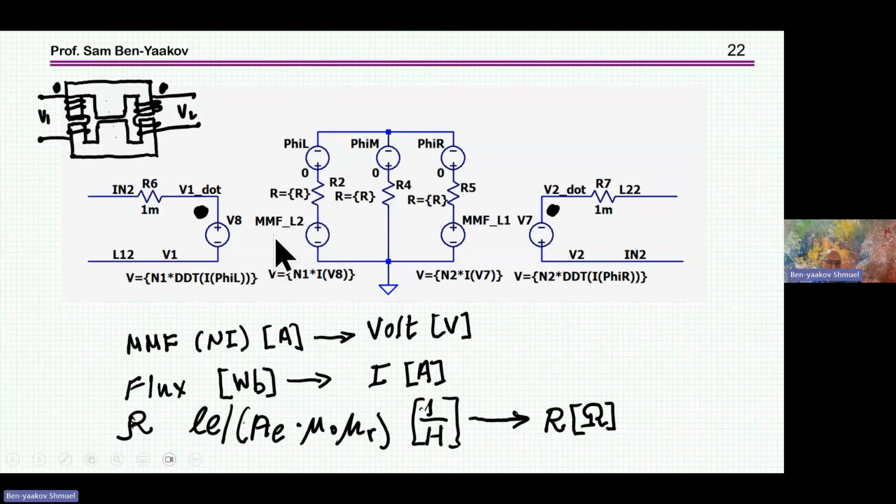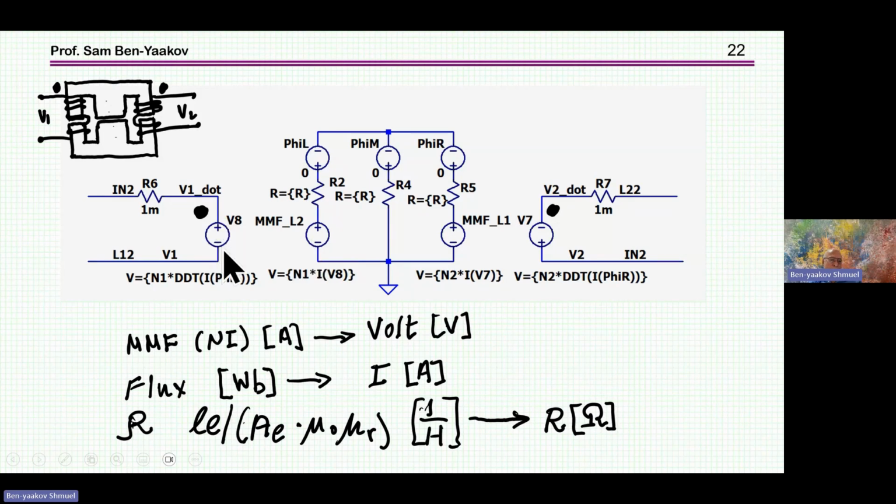So using this concept, we can build an equivalent circuit. It is an electrical circuit, but it is mimicking or emulating the magnetic part. And we see here the 3 reluctances of this body. Now we need an interface between the electrical and the magnetic part, and this is done by these dependent sources.